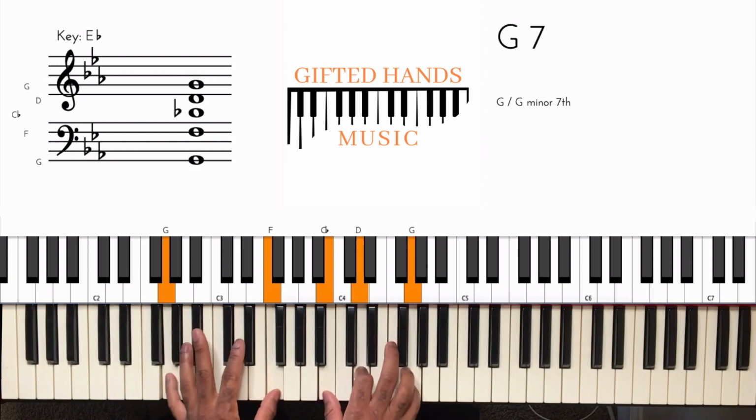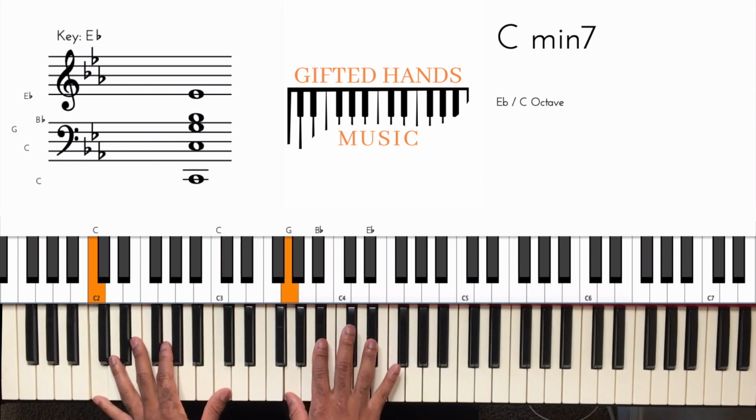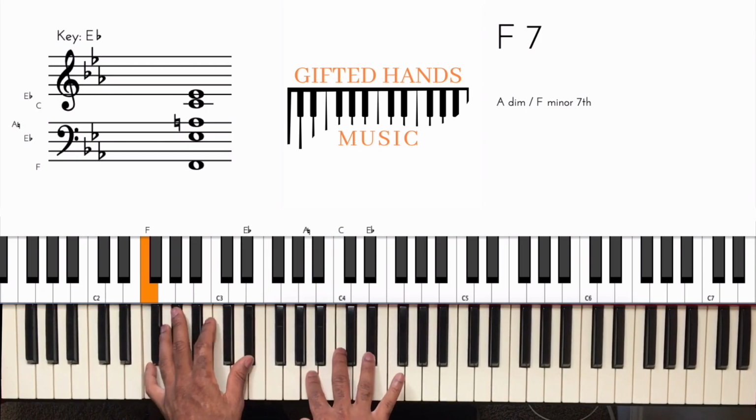And then we go to the 3. The 3 is dominant, G7, to our 6 chord, C minor 7, right? And the 6 is minor. Then we can go to the 2. The 2 is going to be dominant.